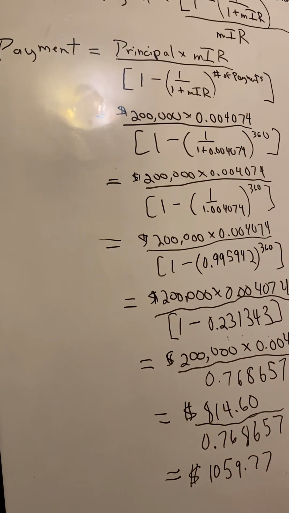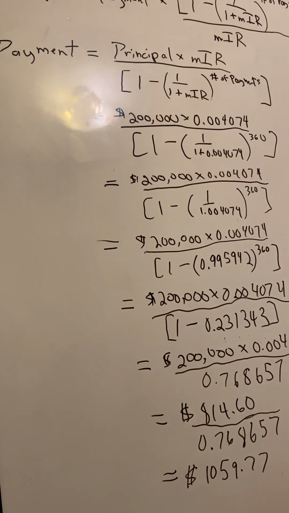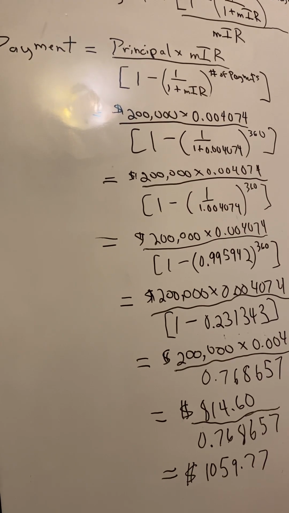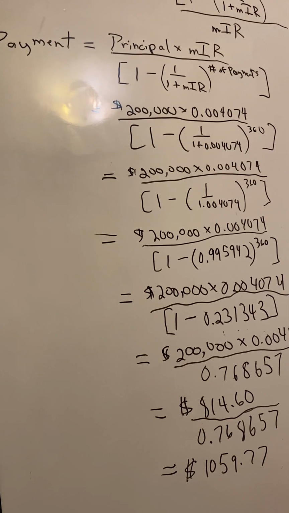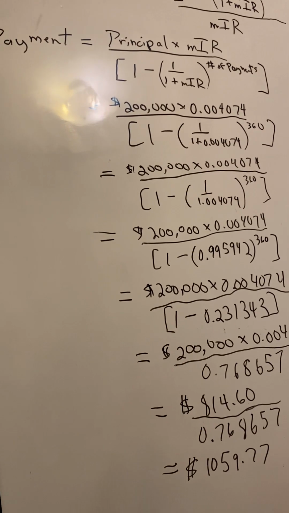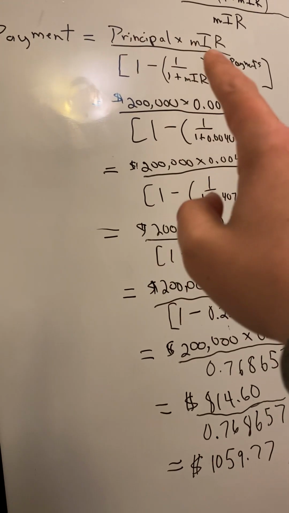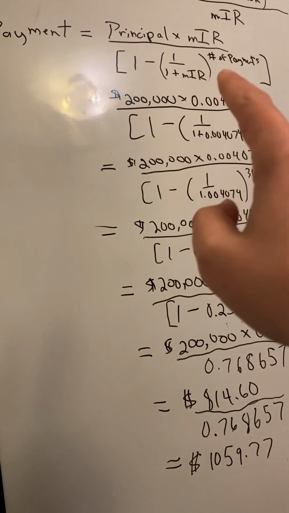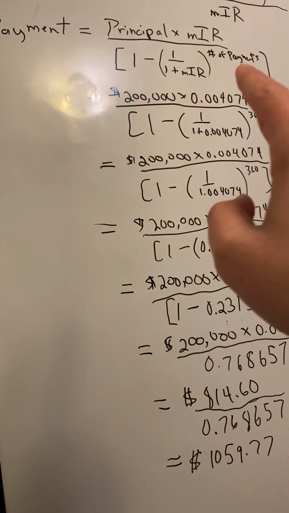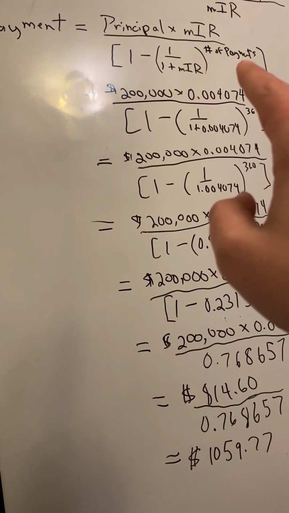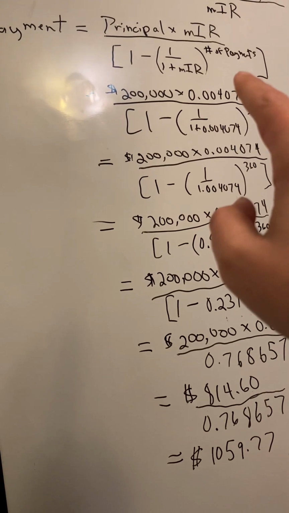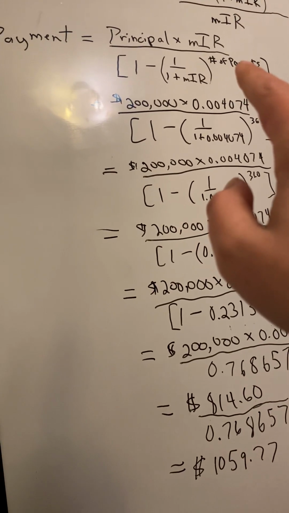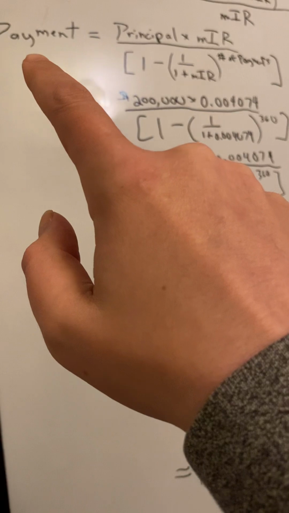In the previous videos, we were given a principal, and we were given a yearly interest rate, which we converted to a monthly interest rate. So we have the principal, we now have the monthly interest rate, and we also figured out the number of payments by multiplying our number of years by the number of months, because we make a payment every month. So we have all the variables we need to solve for the payment.